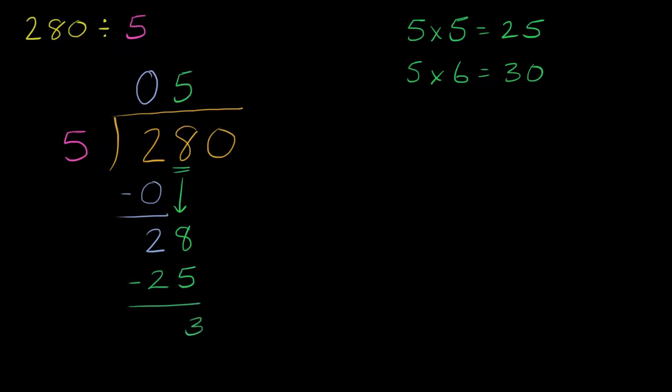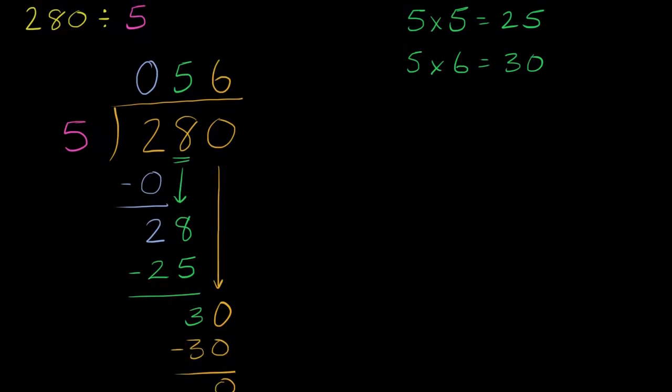And now let's bring down the next digit. In this case, the digit is a 0. So how many times does 5 go into 30? Well, it goes exactly 6 times. We've already talked about that. 6 times 5 is 30. We subtract, and we have nothing left over. So we just figured out that 280 divided by 5 is equal to 56.